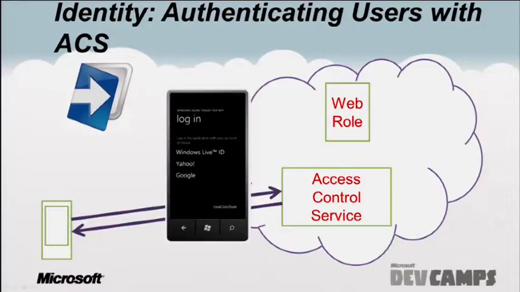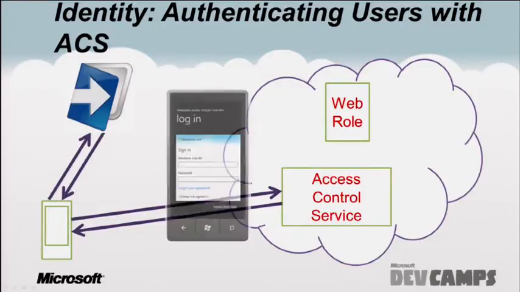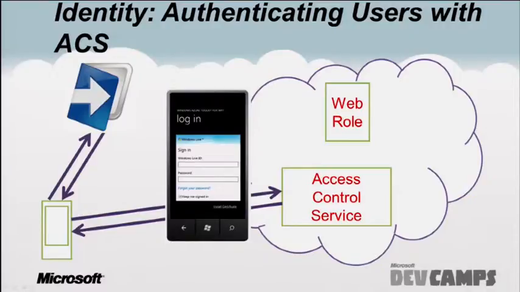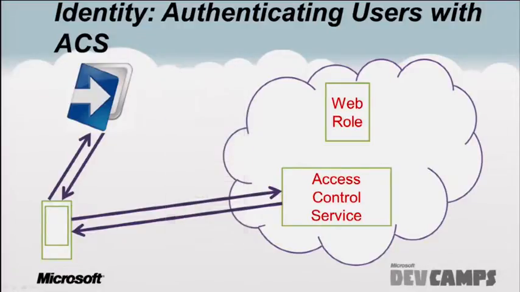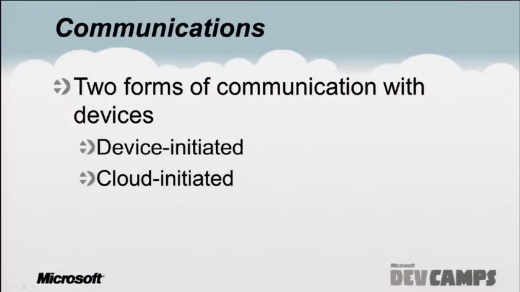And on the device, in that scenario, the user selects Windows Live, and then we go out and hit Windows Live. Now we've got the Windows Live login rendered, and we can log in to get our token back. Once we get our token, we pass that off to ACS and get our simple web token back, which we can then use against subsequent requests to our web server. One such request may be the registration process. So that's identity.